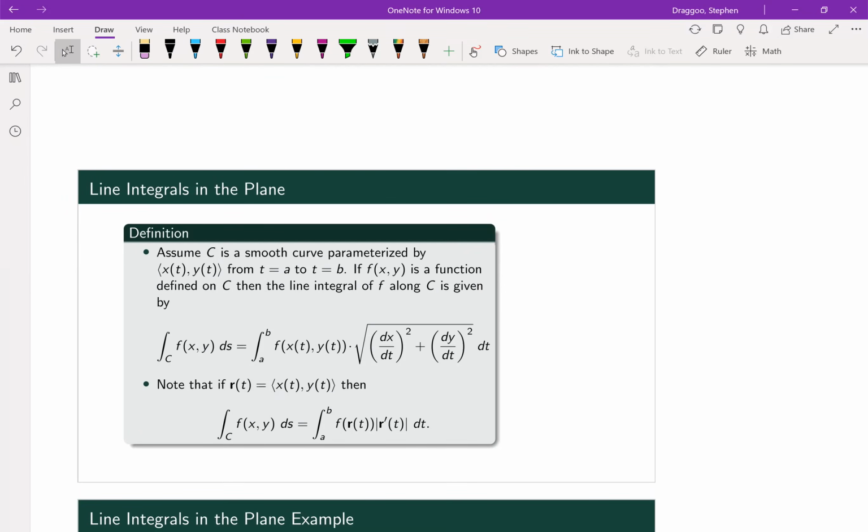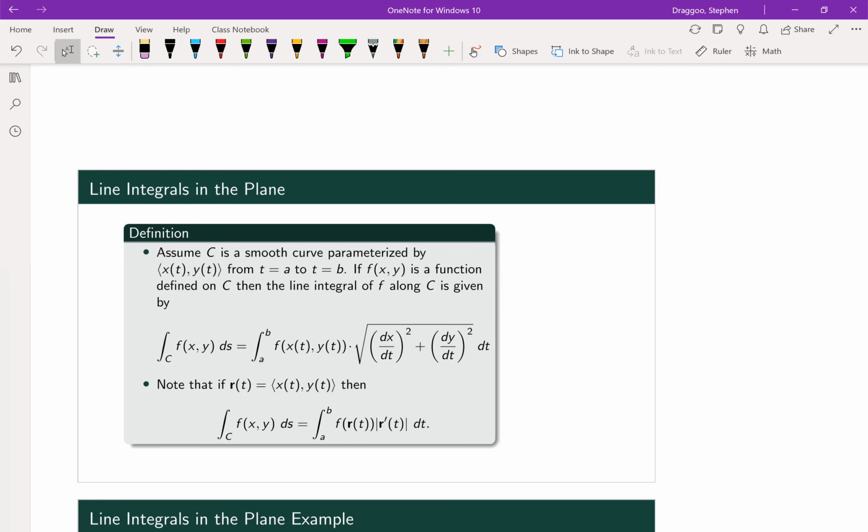So we'll have to start with the assumption that C is a smooth curve and is parameterized by x for the x component and y for the y component. We'll move from t equals a to t equals b, so we have a start and an end. Some function of x and y is defined along that curve C, and then we'll compute the line integral of f along C, which means that instead of moving just in the x direction or just in the y direction, we're going to move along that curve C, or going in the s direction, as we previously defined.